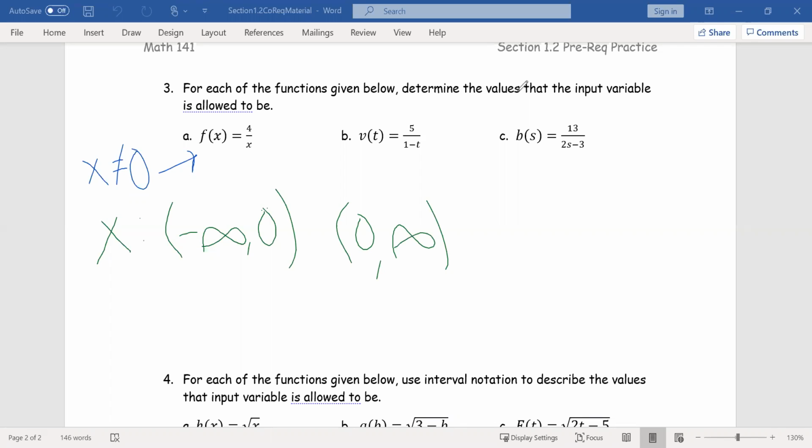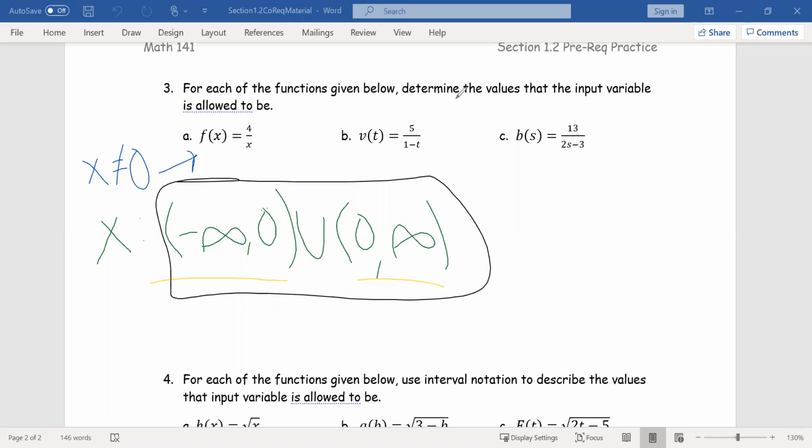And now each of these pieces here describes a part of what x can be. And so what we do to join them together is we put this U here, so that unions the two. So -infinity to 0, union 0 to infinity would describe what x can be in this function. Okay?